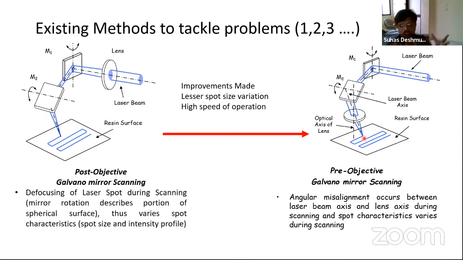Spot size will be completely distorted, and spot characteristics continuously vary during the scan. That is the limitation here. To avoid this limitation, there should be a system which maintains these two axes aligned during the entire scanning. That is one more requirement.